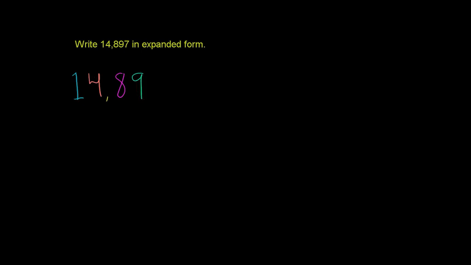14,897. Let's see, I already used the blue. Maybe I should use yellow. And 97 in expanded form. So let's think about what place each of these digits is in. The 7 is in the ones place. The 9 is in the tens place.